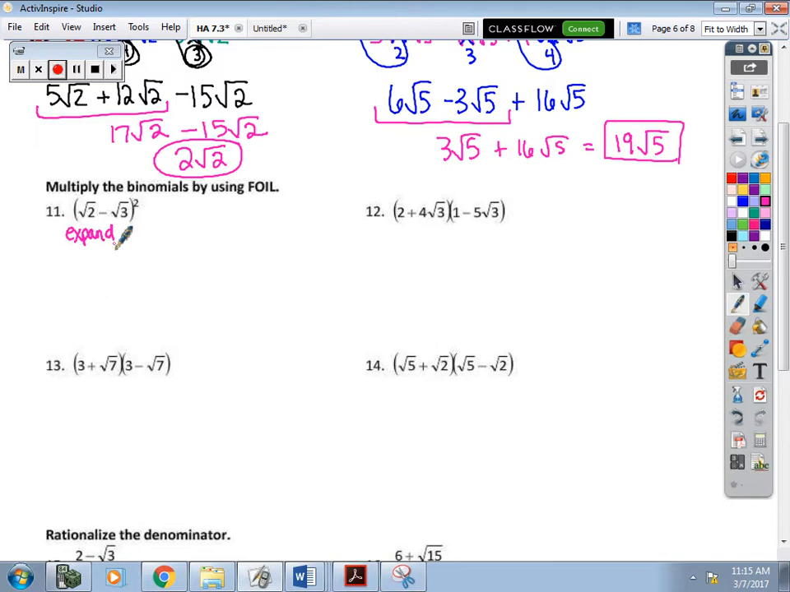If there was not a minus right here, then you could just square the 2, square the 3, and square the square root of 2. But since this is having a binomial, we do need to expand it. So square root of 2 minus square root of 3 times the quantity square root of 2 minus square root of 3. And then you just go to town and FOIL.